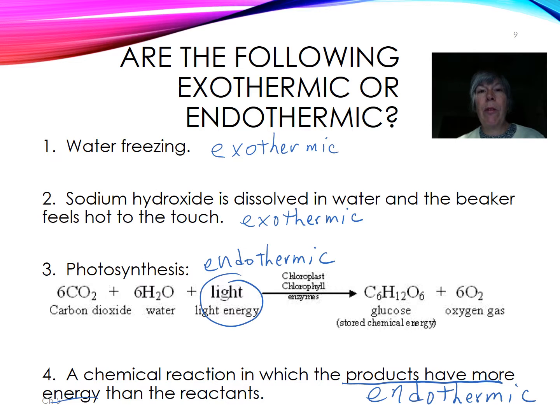In the next one, when sodium hydroxide is dissolved in water, it gives off its energy to the water, which then makes the beaker and the water hot. That's exothermic. Number 3 is easiest if you have an energy term, because as you can see in number 3, the energy term is on the left. When we see the energy term on the left, we know it's an endothermic reaction.